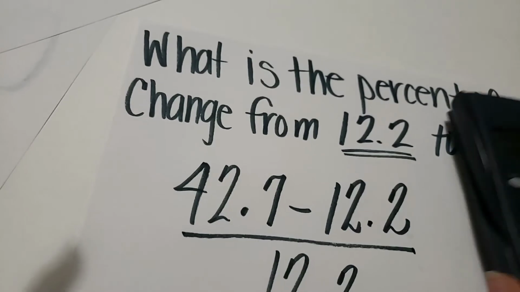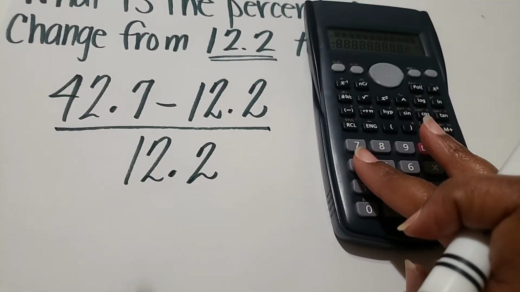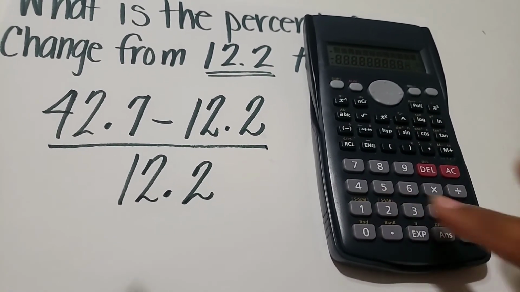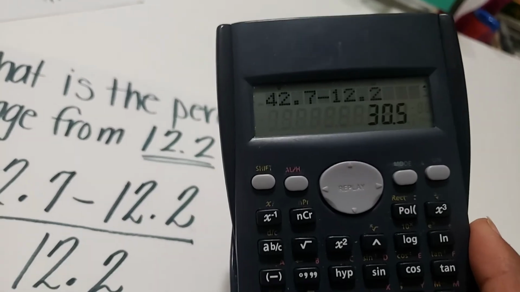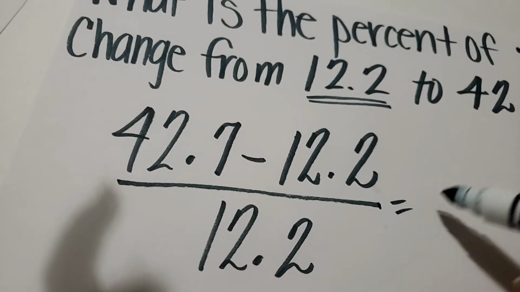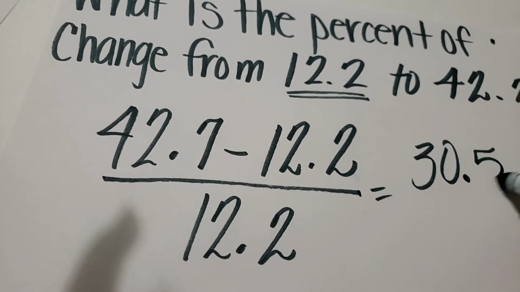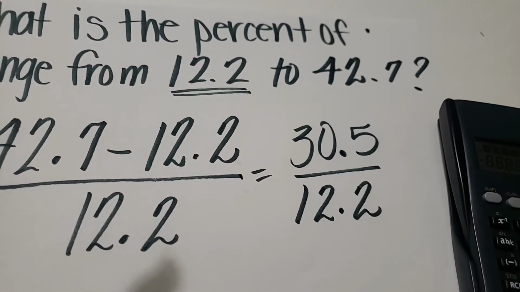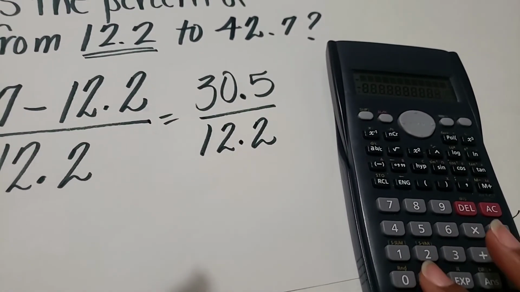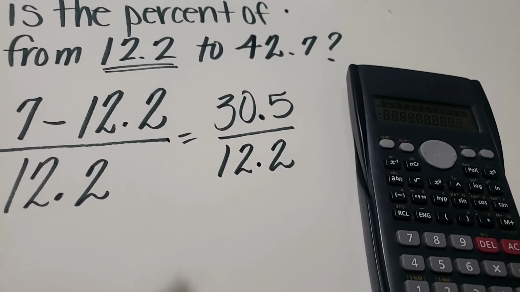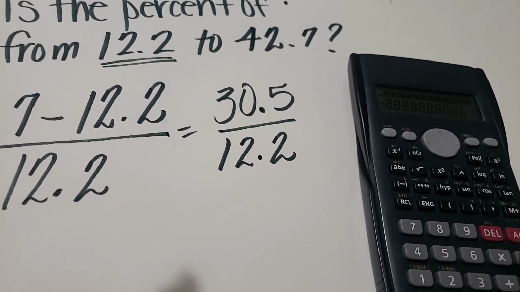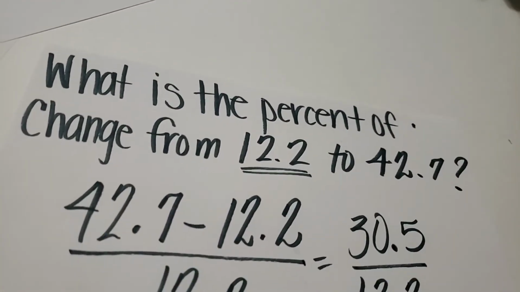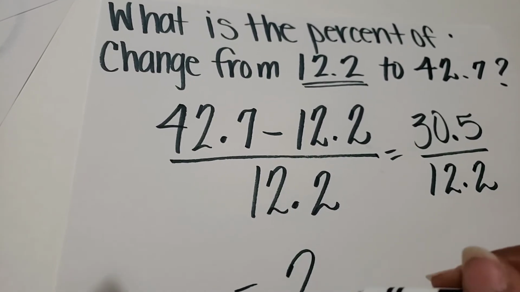Let's calculate. 42.7 minus 12.2, and we get 30.5 in the numerator over 12.2. Let's calculate to see what we get. 30.5 divided by 12.2. We get 2.5.